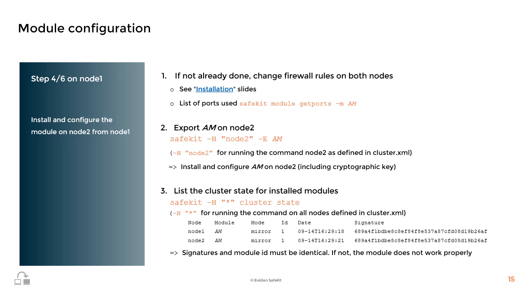Thirdly, list the cluster state with its installed modules by running the safekit cluster state command. The -h* option specifies that the command should be run on all nodes defined in the cluster.xml file. The output will show the state of modules in the cluster, including node name, module name, mode, ID, date, and signature. It is crucial that the signatures and module IDs are identical on all nodes. Otherwise, the module will not work properly.